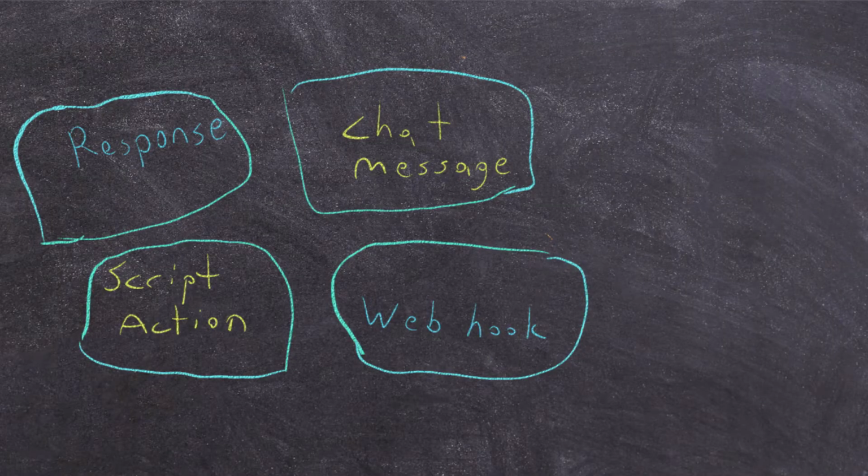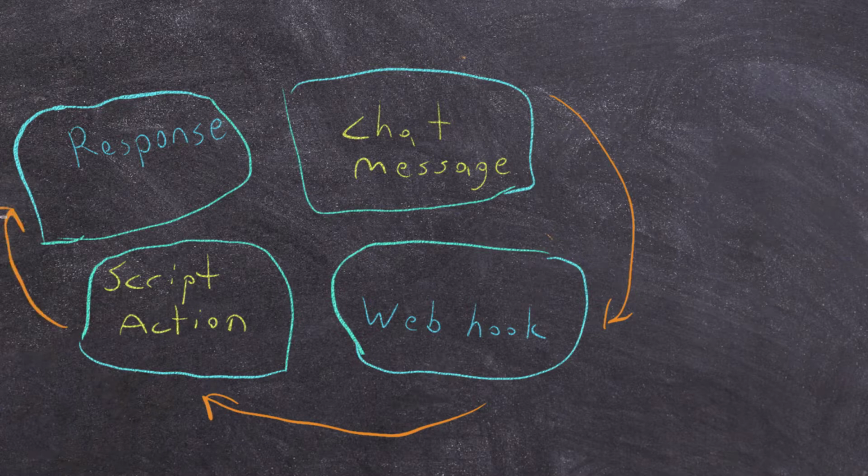So the workflow of how this typically happens is we send our chat message, and then it creates a webhook. The webhook will then trigger a script action, which will cause a response to be sent back to our chat window. And then this just carries on in a nice little loop where we just continuously get more information, and then we eventually get our response back.